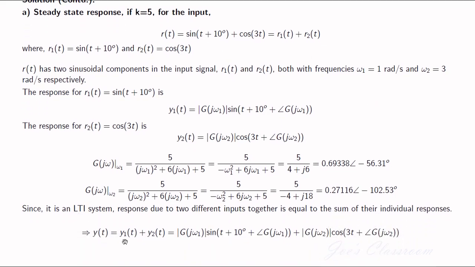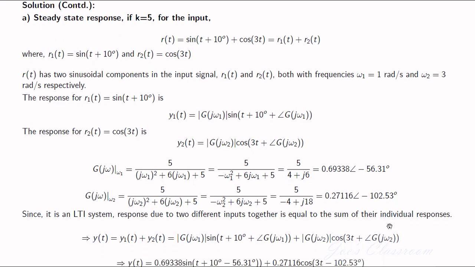Y of t is equal to Y1 of t plus Y2 of t, and Y1 of t is equal to magnitude of g of j omega. Magnitude of g of j omega is nothing but 0.69338. Similarly, angle of g of j omega 1 is equal to minus 56.31. And similarly the magnitude of g of j omega 2 is equal to 0.27116, and the corresponding angle is minus 102.53. So you can just put those values.